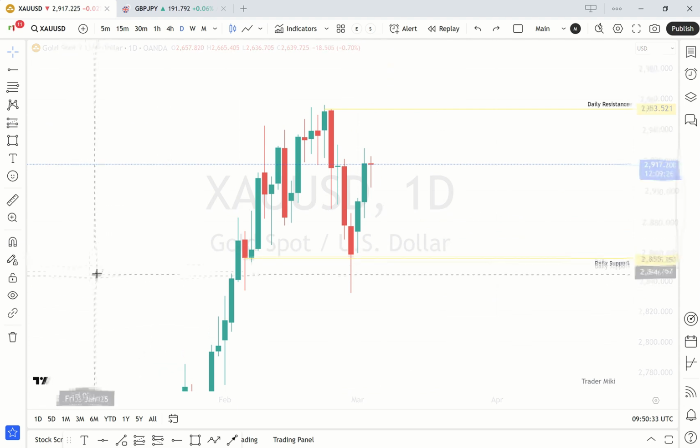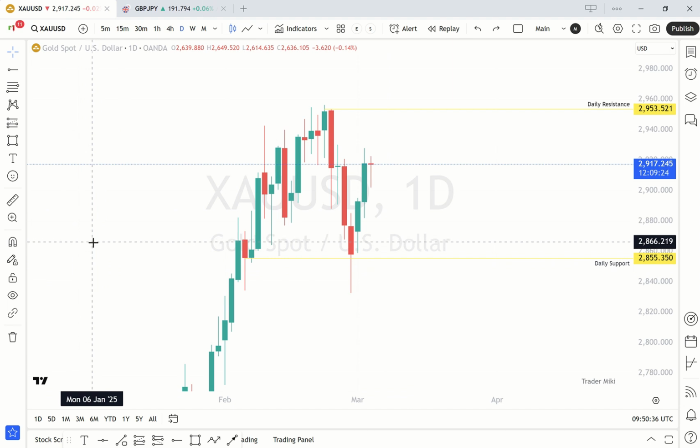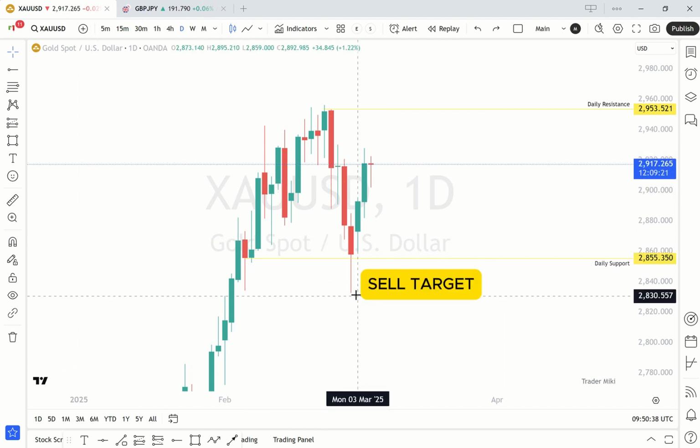If the daily forms a resistance and lower high, then I'll be looking at sells back down to this support at 28.55.